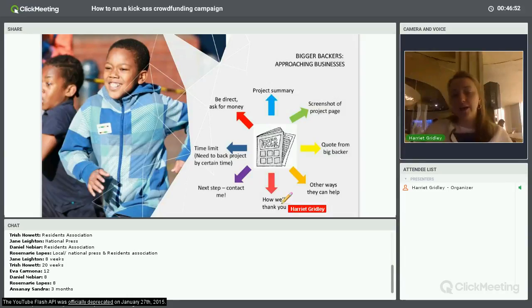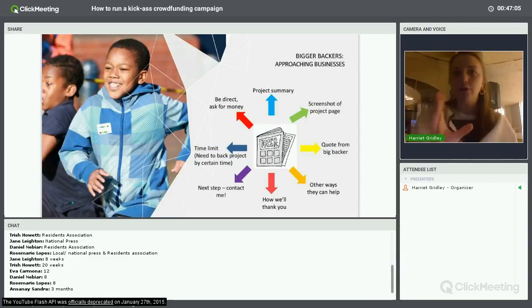Make sure that they know about your time limit. They need to know that you've only got 17 days left, and that they need to contact you if they're interested in pledging to your project. And finally, be very direct. You've already warmed them up. You're going back for money this time. So don't beat about the bush too much. You're going for money. Be very direct. Tell them how much time is left. And hopefully they will come on board.